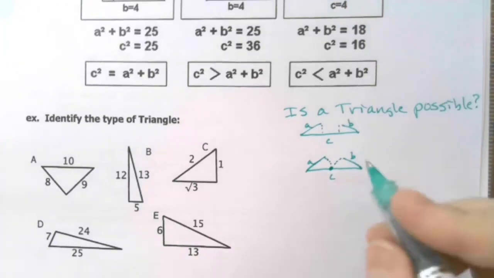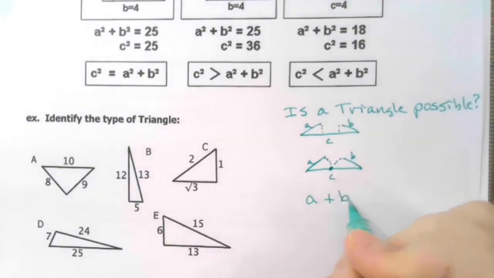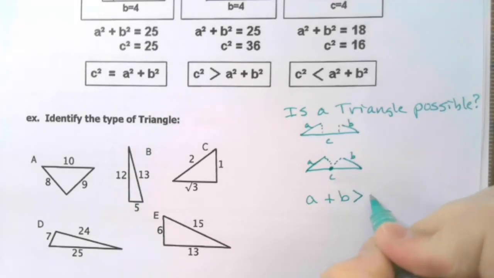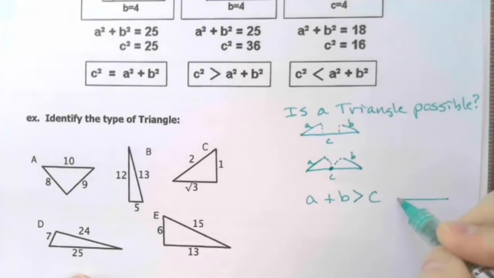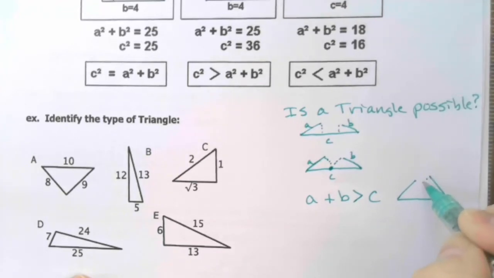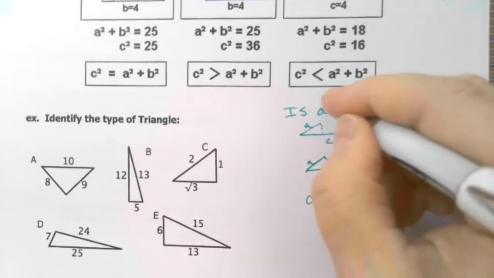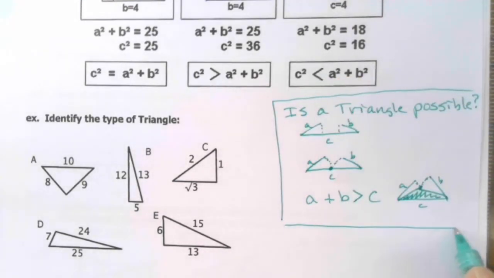So, in summary, A plus B has to be bigger than C for a triangle to be possible. So here's A, here's B. They're going to meet up and actually make a triangle. So that's how you test if a triangle is possible. Does A plus B, is that greater than C? If it is, you're in business.